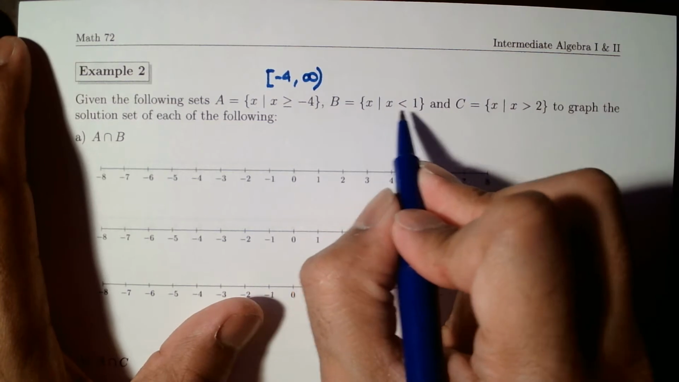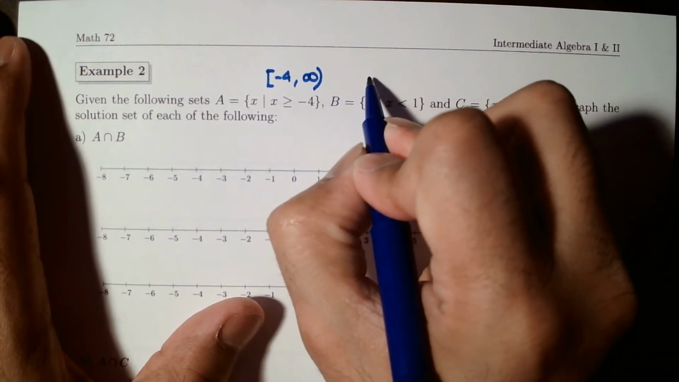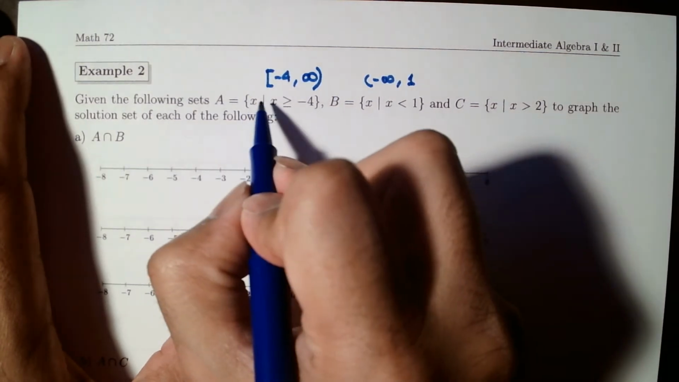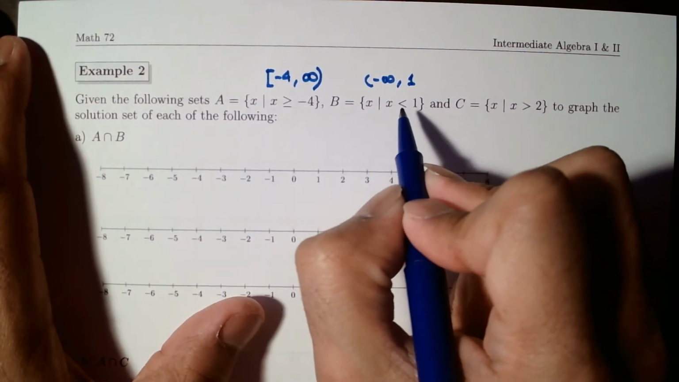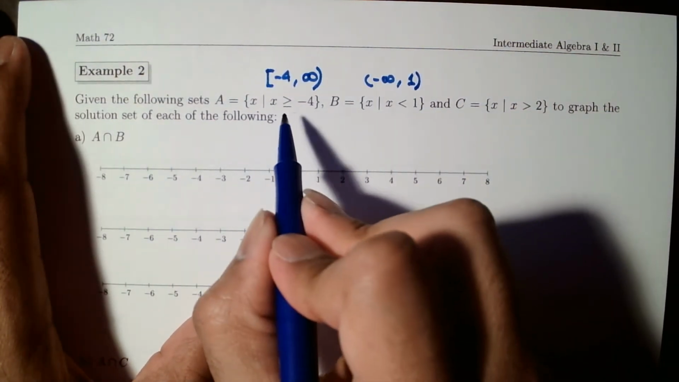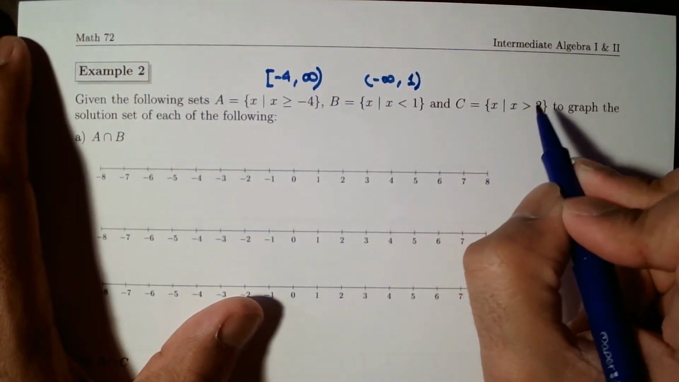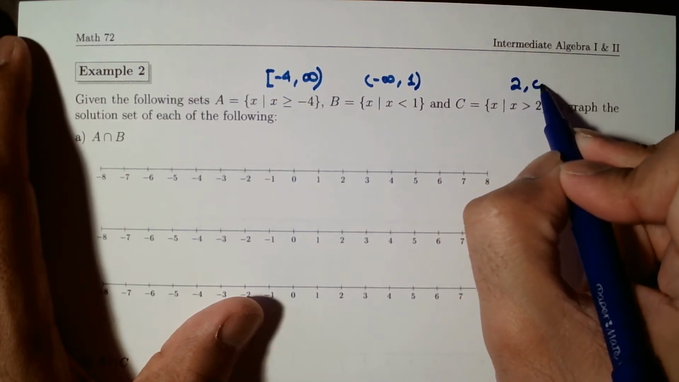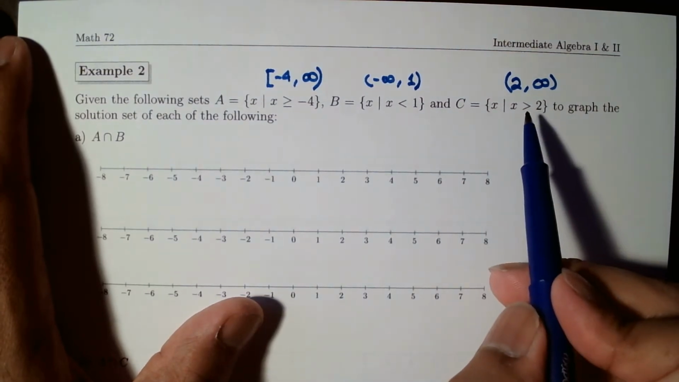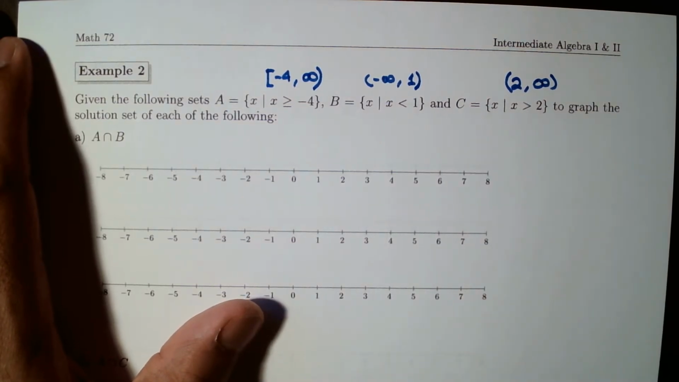The set B, which is x less than 1, is all the numbers to the left of 1, so it's going to come from negative infinity all the way to 1. But in this case, unlike having the equal, this one doesn't have the equal, so it's just going to be parentheses as well. Recall the difference between these two symbols. For letter C, all the numbers x that are greater than 2 are all the numbers to the right of 2, and in this case, parentheses for both, because again this inequality symbol does not include the equality part.